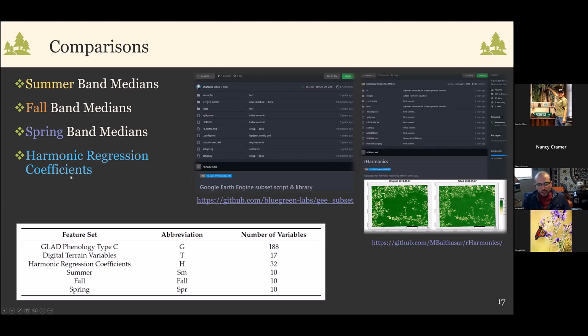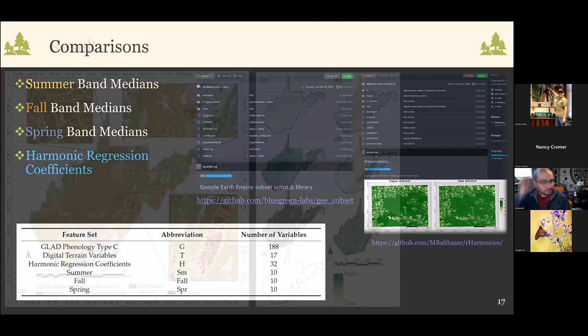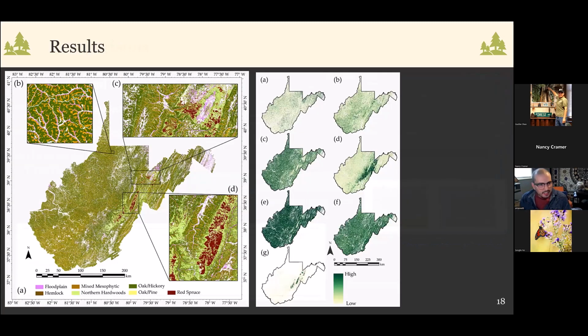And then we also used that same data and fit a harmonic regression model through it with 3 harmonics. We did that for the NDVI and the 3 tasseled cap transformations: brightness, greenness, and wetness. And then the set of coefficients in those models became a feature space that we could use to compare the GLAD output to.